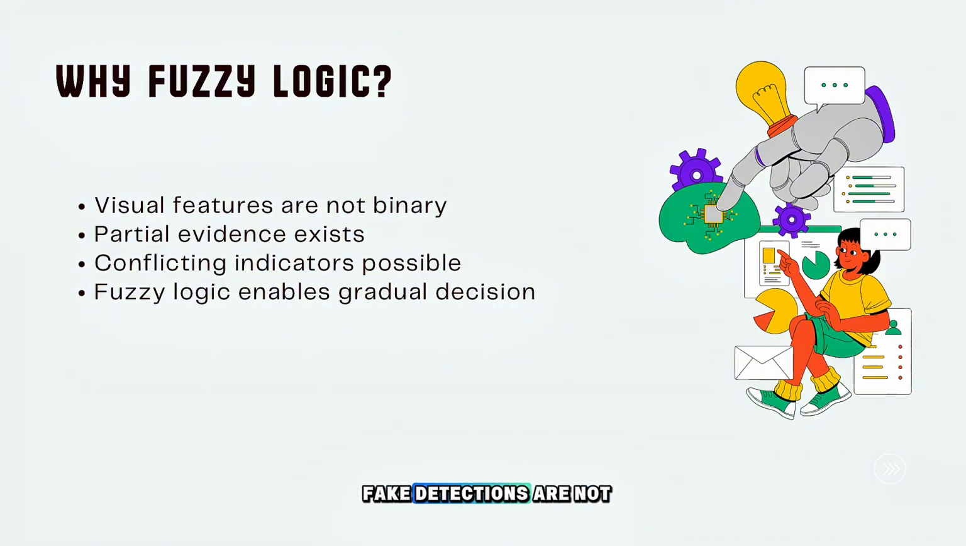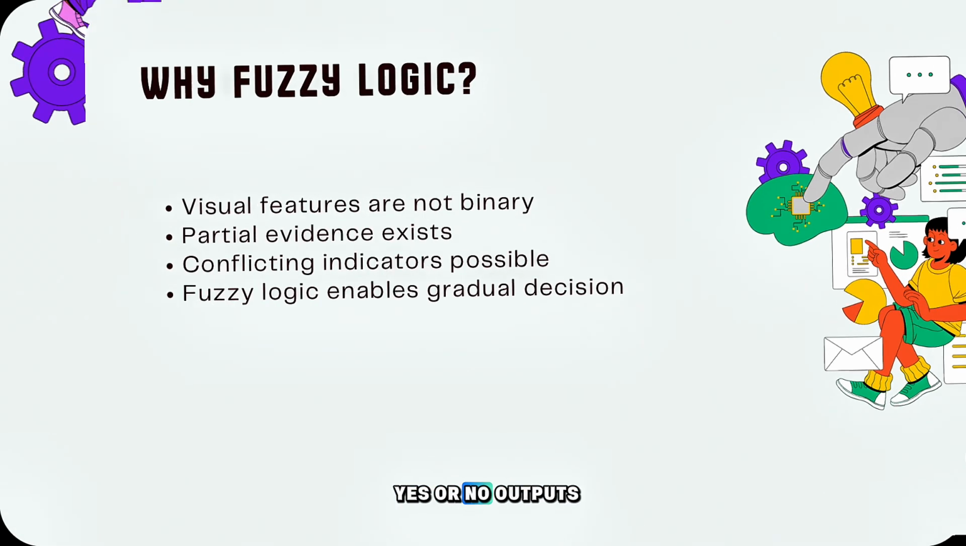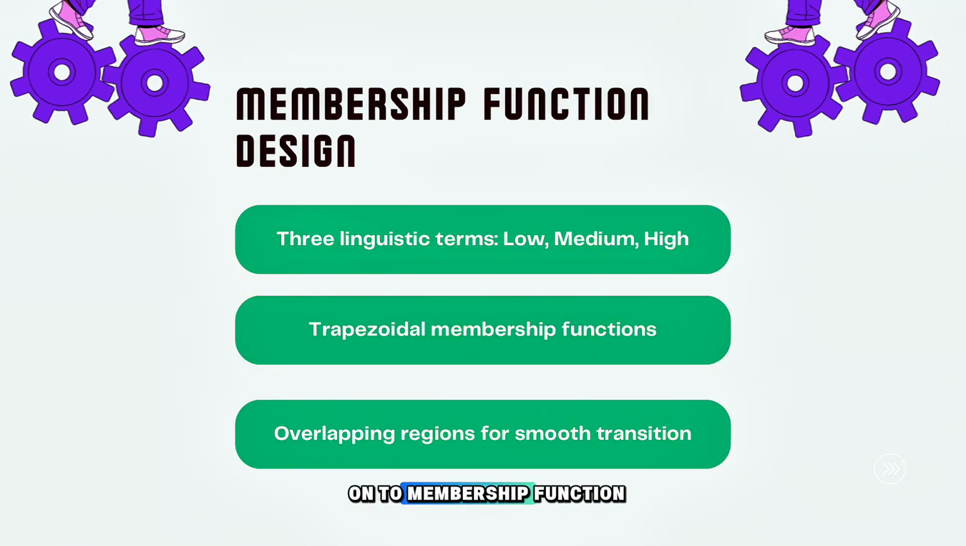So why fuzzy logic? Visual features in deepfake detection are not binary. An image may contain both genuine and manipulated characteristics. Fuzzy logic is suitable because it allows partial evidence, handles conflicting indicators, and produces a credible risk-based decision instead of a strict yes or no output. Next, we move on to membership function design.